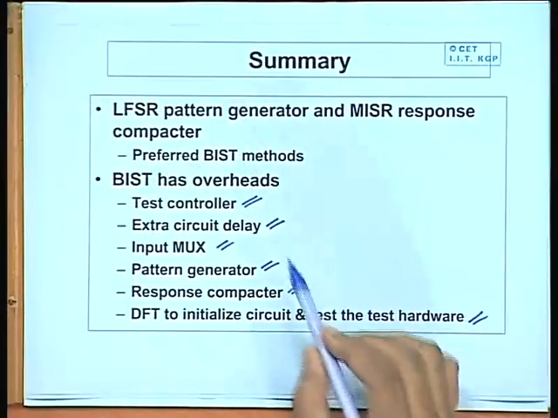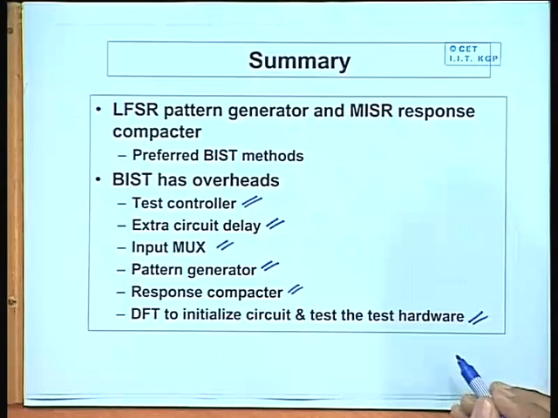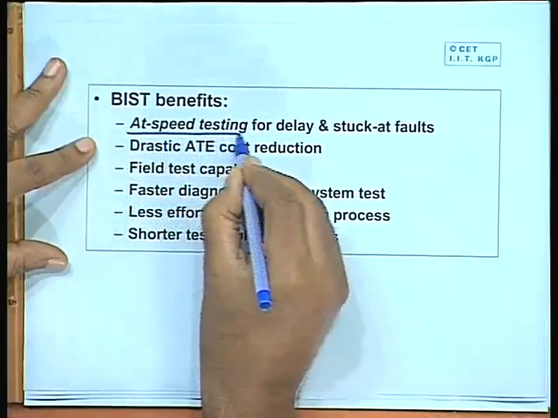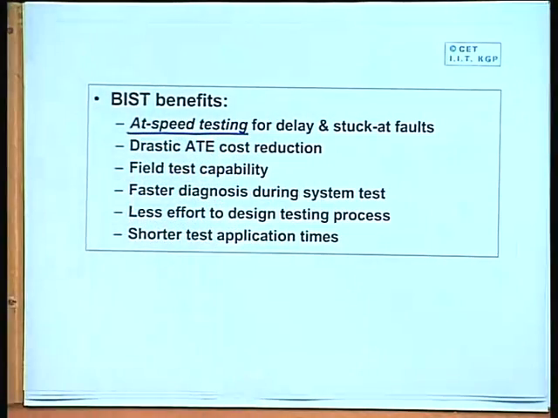Okay. But overheads are there, of course, but BIST also offers a number of advantages which are pretty attractive. Now, the most important advantage you gain is that you can test the circuits at the full operational speed. If the circuit is designed to work at a frequency of 2 gigahertz, your test pattern generator and compressor can also work at 2 gigahertz. Okay?